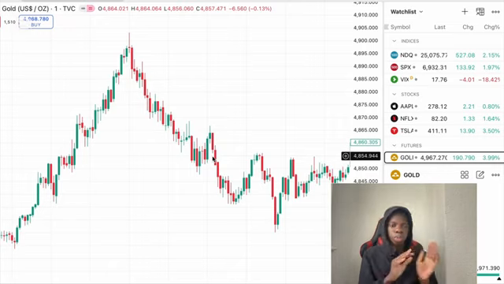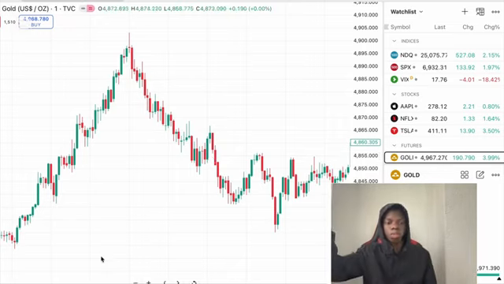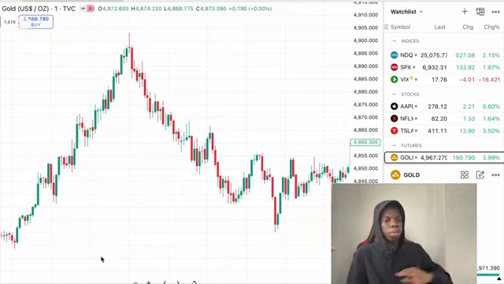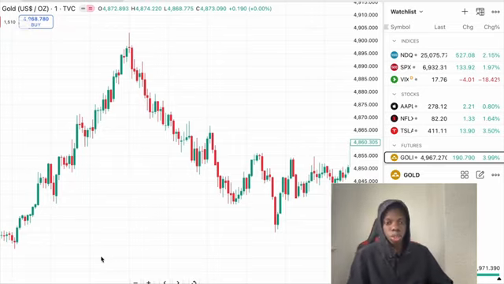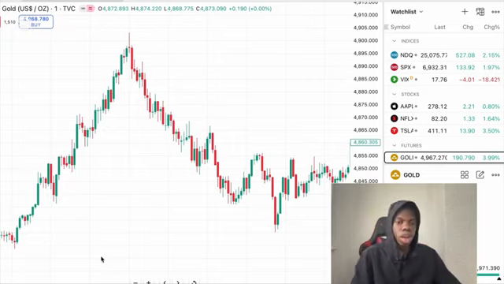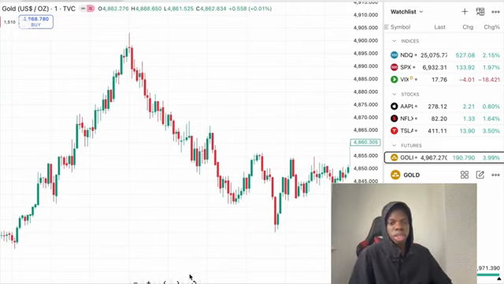Once you place a buy, the market should go above your buy position for you to make profits. And once you place a sell, the market should go below your sell position for you to make profits. So now you have the baseline of everything, trading, the buying and selling of financial assets. So yeah, basically that's all.